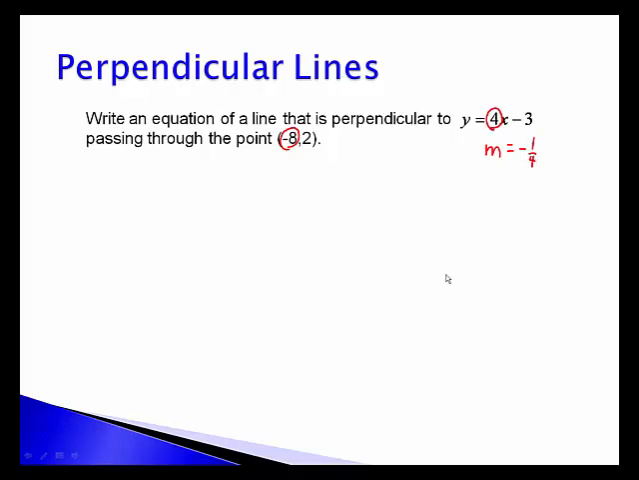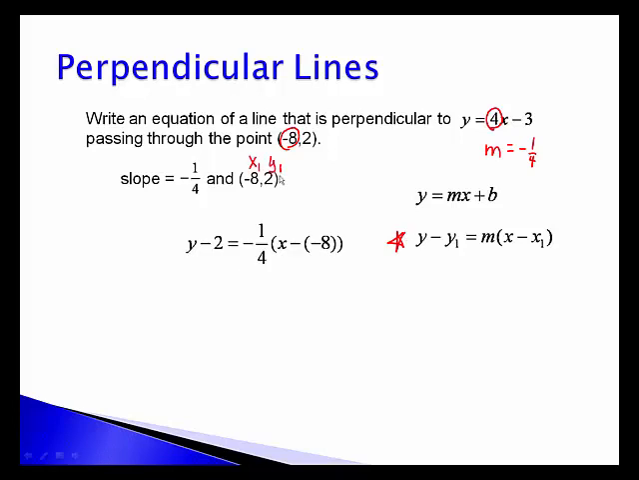So, to simplify our task, we're trying to find an equation of a line that has a slope of negative 1/4 and passes through the point (-8, 2). Once again, I'll remind you of your two choices, and this time, because we do not have a y-intercept, you're forced to this choice. So it's y minus 2 is equal to a negative 1/4 times x minus a negative 8.